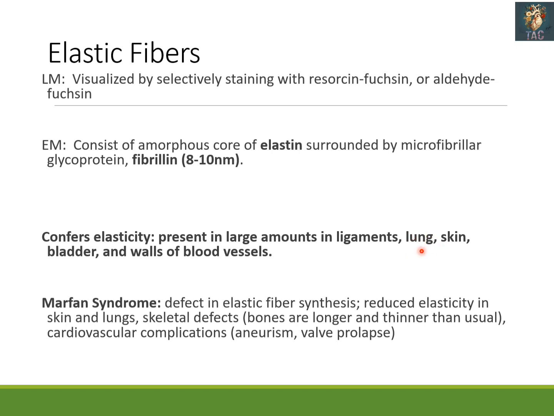It is also present deep in the dermis of skin, also in the urinary bladder wall, and the wall of the blood vessels. Marfan syndrome is one of the syndromes affected with a defect in elastic fiber synthesis. So there is reduced elasticity in skin and lung, and skeletal defects are present. The bones are longer and thinner than usual. Also cardiovascular complications like aortic aneurysm and valve prolapse are present, because the aorta is also an elastic artery and it contains a large number of elastic fibers as well.